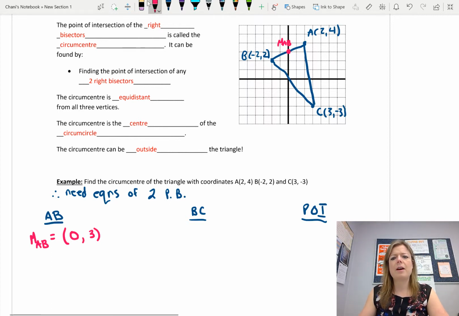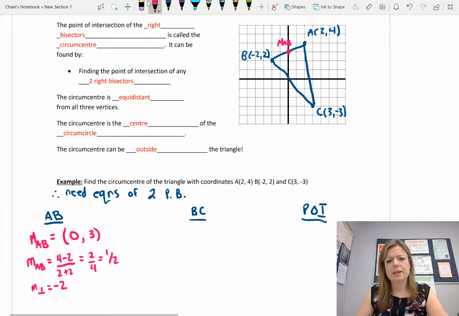Okay, so now I need to find the slope of something that's perpendicular to AB. So first I find the slope of AB. So 4 minus 2 divided by 2 plus 2 equals 2 over 4, which is a half. Okay, so therefore the slope of my perpendicular is -2. So down 2 over 1, down 2 over 1.